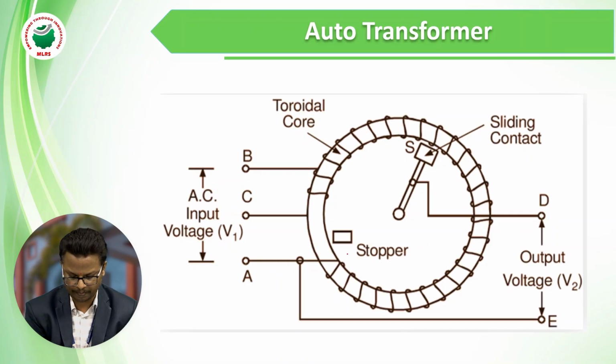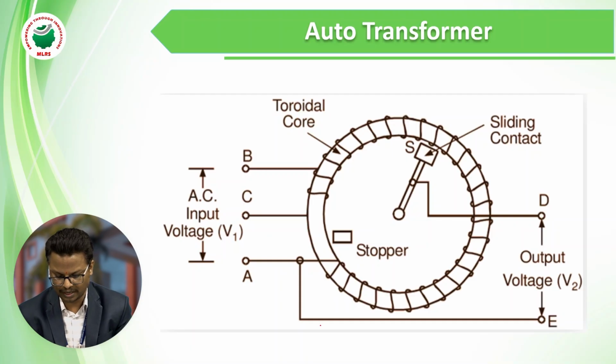If you observe here, the terminals A, B and C, and here we have a circular core called a toroidal core. This toroidal core is wound with a winding, and in the middle of this winding we have a sliding contact. When this sliding contact is connected to the terminals, if the number of turns changes, then the output voltage will change. If the number of turns changes, then the current also changes.